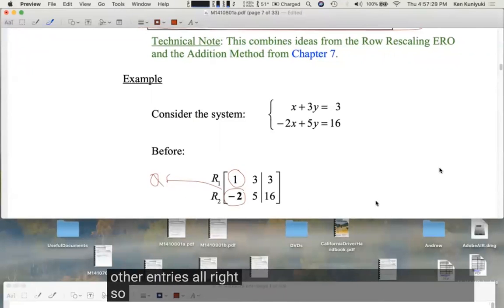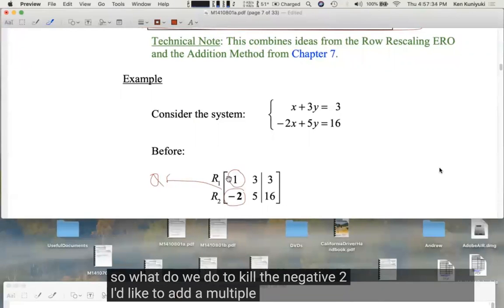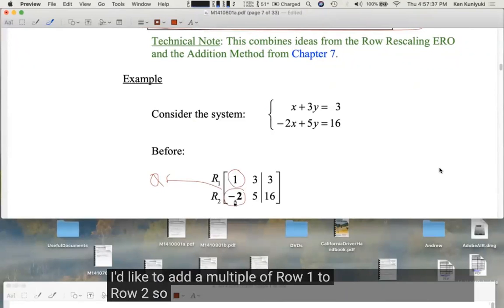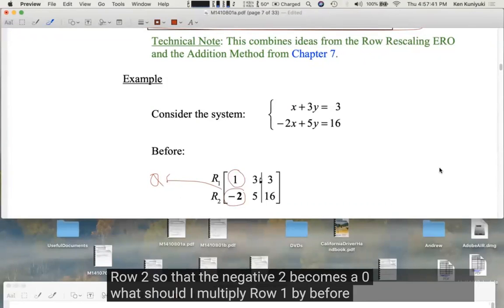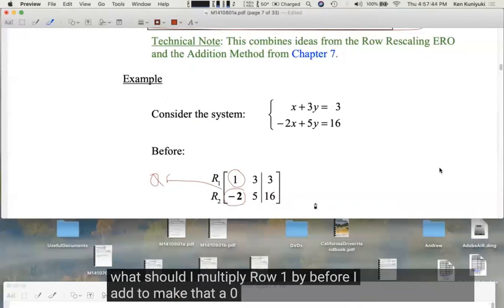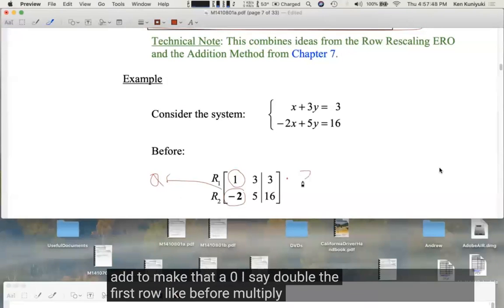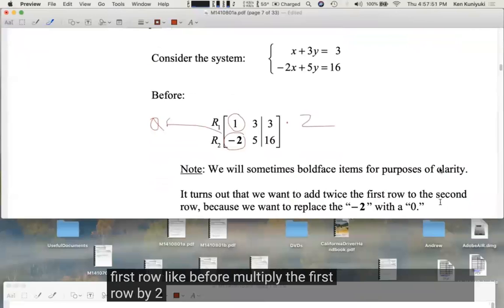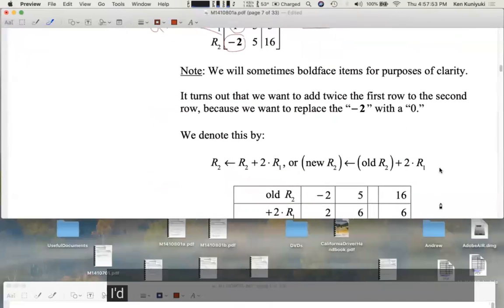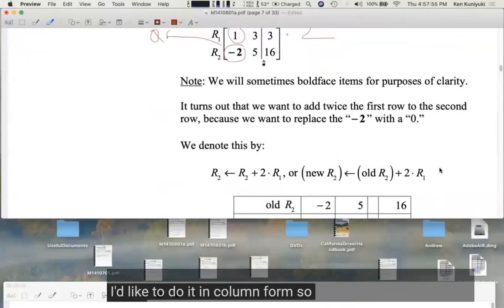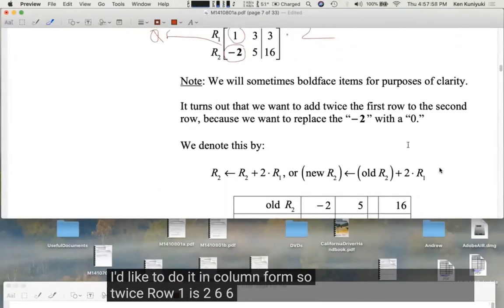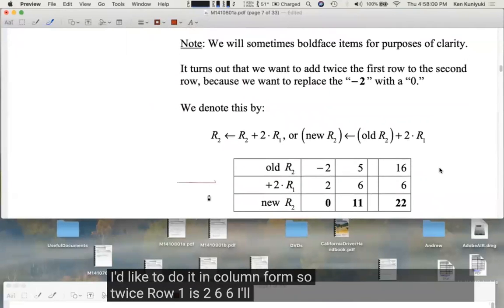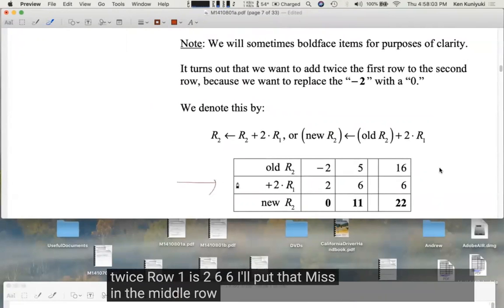All right, so what do we do? To kill the -2, I'd like to add a multiple of row 1 to row 2 so that the -2 becomes a 0. What should I multiply row 1 by before I add to make that a 0? I say double the first row, like before. Multiply the first row by 2. I like to do it in column form. So twice row 1 is 2, 6, 6. I'll put that in the middle row.